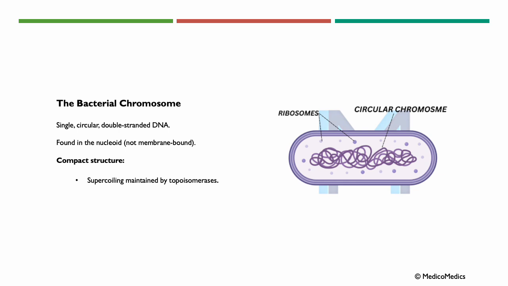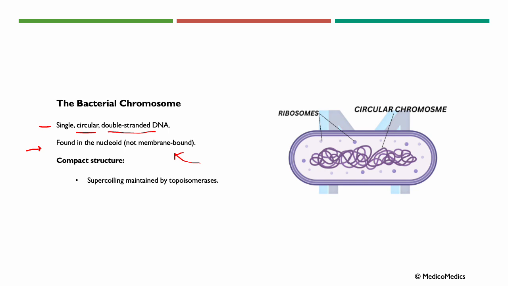Now let's begin with the bacterial chromosome. It is a single, circular, double-stranded DNA molecule, differing from the linear chromosomes found in eukaryotic cells. And it is located in the nucleoid. So that's a region within the bacterial cell that is not enclosed by a membrane. Ergo, it is not membrane bound. And unlike eukaryotic cells, bacteria do not have a nucleus.